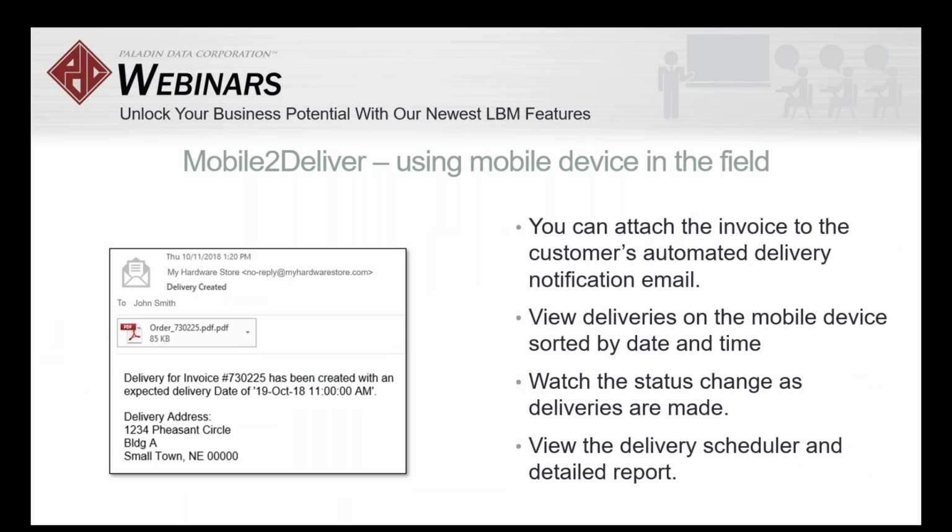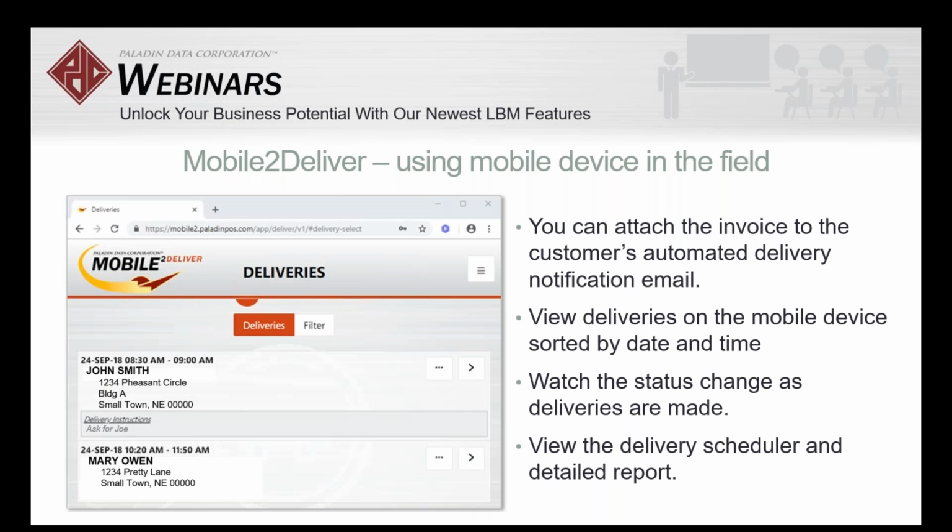Now, on the delivery mobile side in the field, it's going to produce an email and send that to the customer if you set it up to do auto email notifications for deliveries. And then also you can attach an invoice of that delivery invoice, and it will show up in the customer's email. All right.